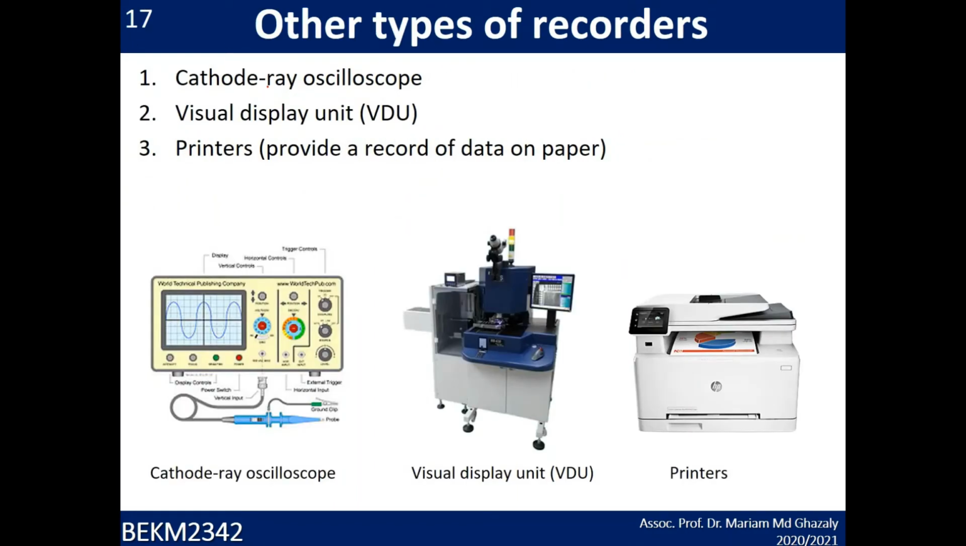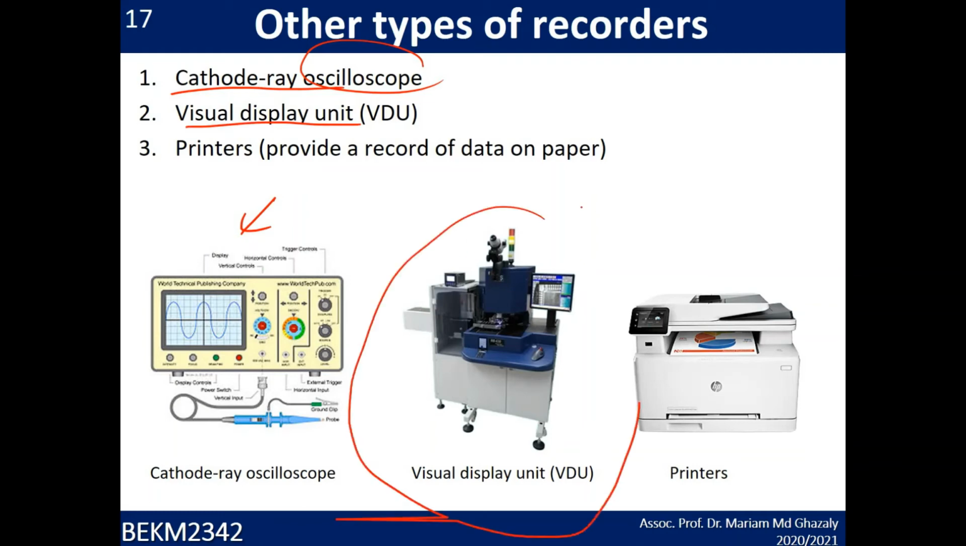Other than that, we also have the cathode ray oscilloscope. Normally you have seen this in the lab, and you have the visual display unit, VDU. If you remember, you saw this in a video that I showed you at the beginning of week 1, the video on the job scope of a mechatronics engineer. We saw the engineer walking through the production line, and he went to repair one of the visual display units, VDU.